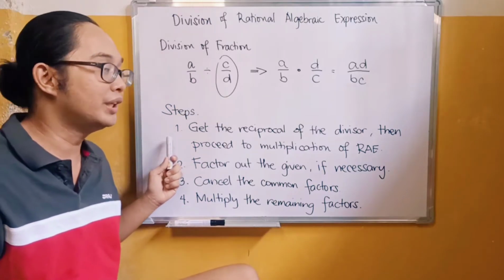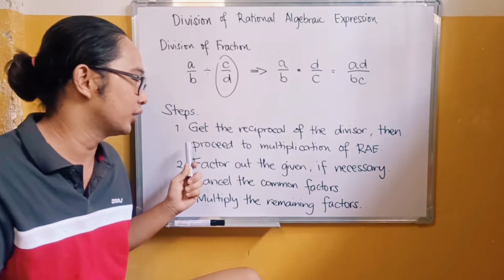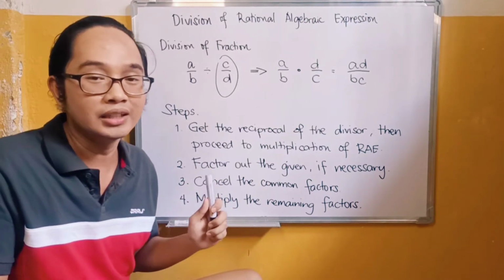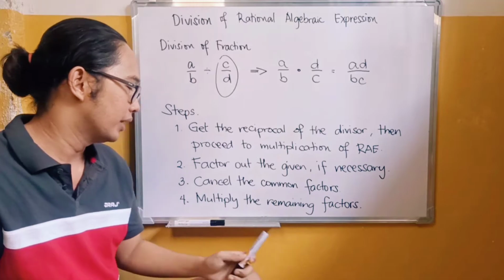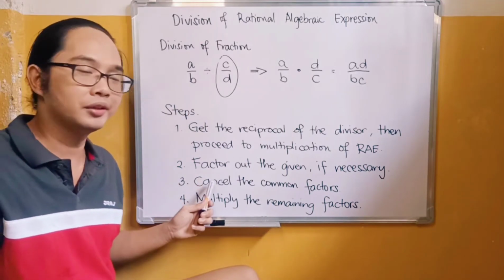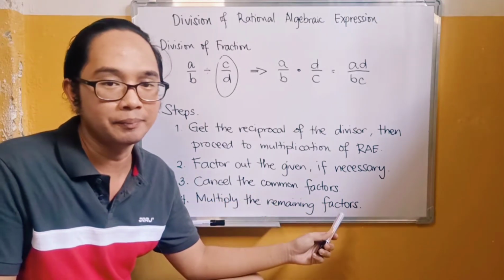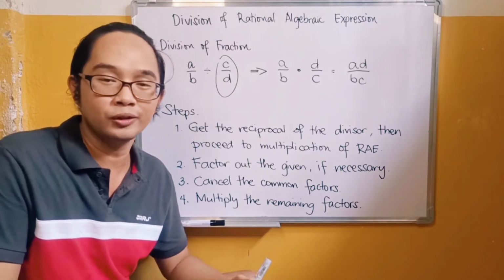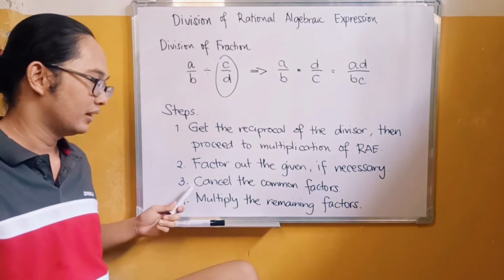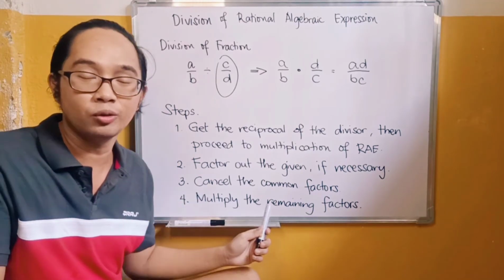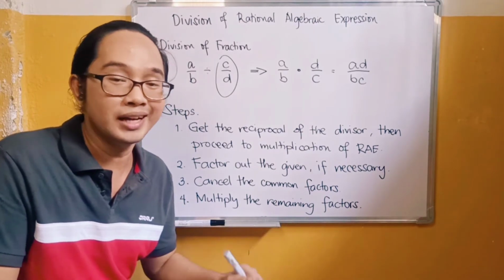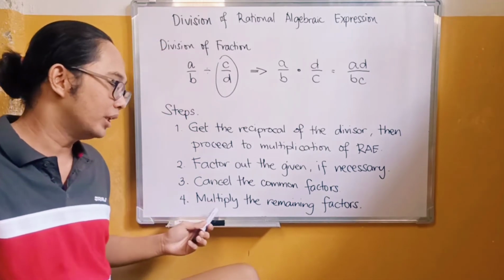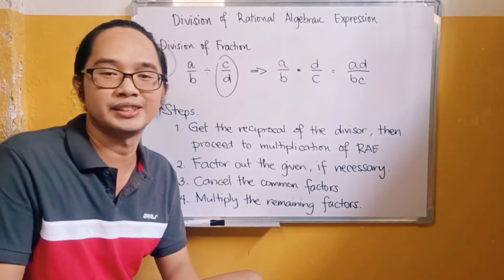Una, we need to get the reciprocal of the divisor, and then we need to proceed to multiplication of rational algebraic expression. And then afterwards, we need to factor out the given if necessary. Ang ibig sabihin nito, hindi pa rin natin dapat kalimutan si factoring polynomials. Pangatlo, we need to cancel the common factors. Tatandaan, we cancel common factors, not terms. And lastly, we need to multiply the remaining factors.